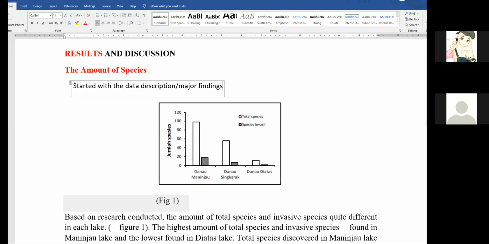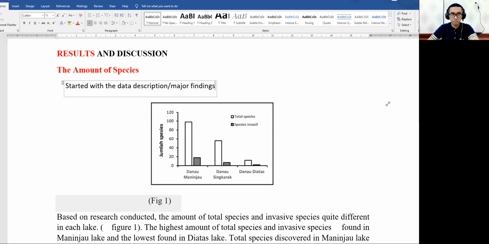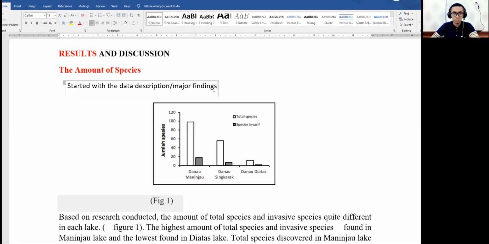Sorry, sir. Your voice is not clear, sir. Okay. I mean, can you see the screen? So here it is, Ryan and Diane and also Richa. This is their opinion, that after this part they won't directly put the data like this, but they will start with the data descriptions that will explain the major findings, etc., about the data. So what do you think?